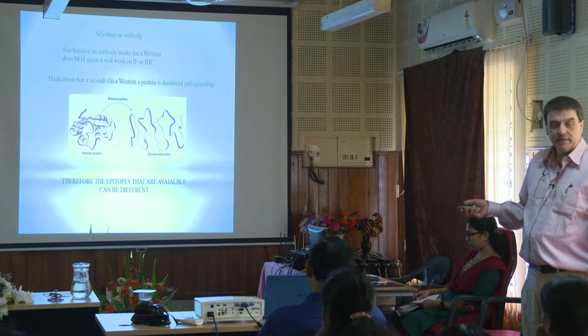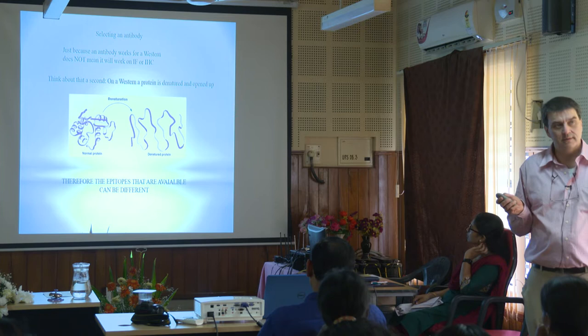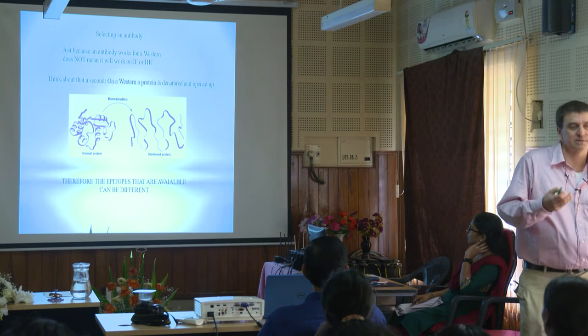Okay. So the big thing to keep in mind, I get this all the time. People come over, we do the experiment, and they go, well, it worked on a Western. I say, okay, so it worked on a Western. We're not doing Westerns today. We're doing immunofluorescence, right? Think about what a Western is. A Western, so what do you do with the Western? What do you do with the tissue to start a Western?